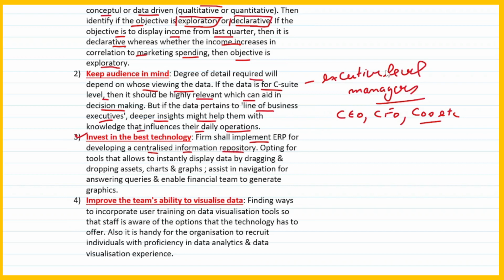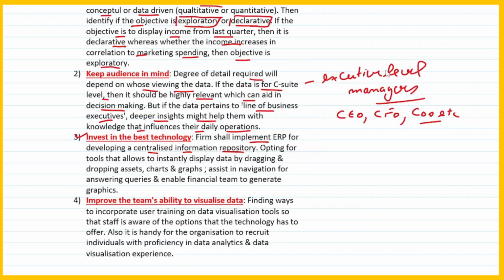A repository is basically a place wherein all the data is stored, right? All the information is stored, right? So whenever someone needs data, they can use the repository to retrieve all the information that's required for their respective jobs, right? So the firm shall implement ERP. So what should be used for that? When we talk about technology, we talk about ERP. What does an ERP do? ERP basically helps you in developing a centralized information repository.